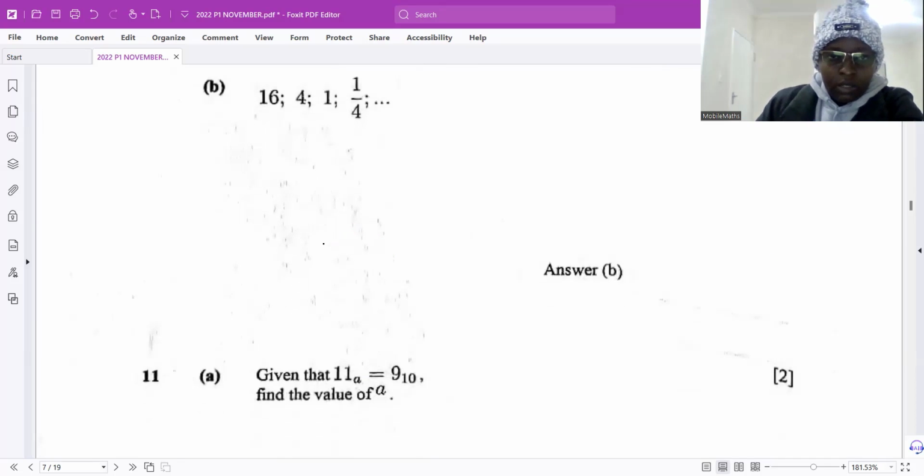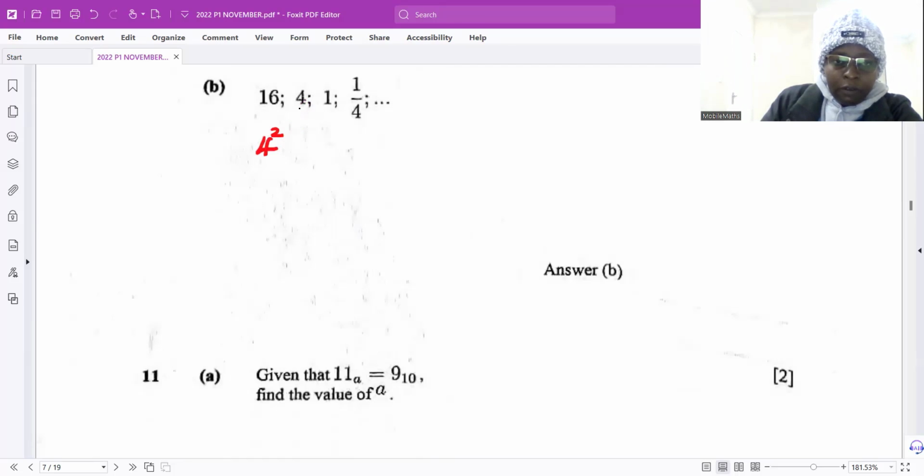This one is a little bit tricky. Let's see the differences again, or how else these numbers are written, because I can't find the difference. But I can tell that 16 is like 4 to the power of 2.